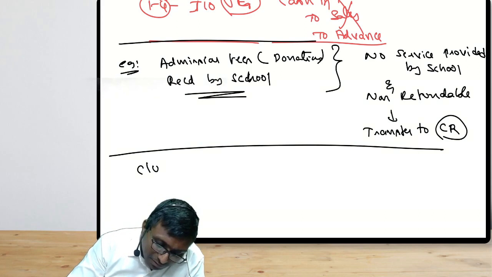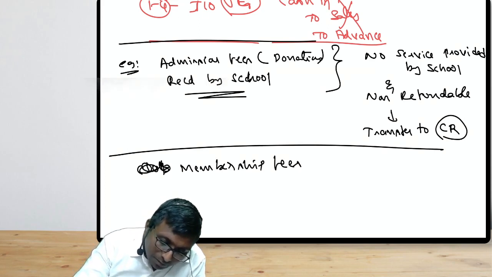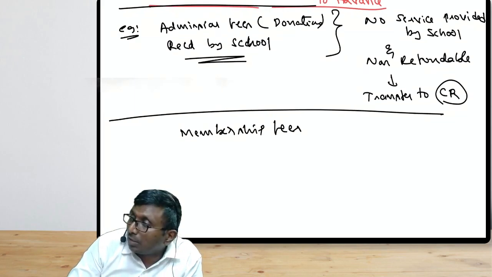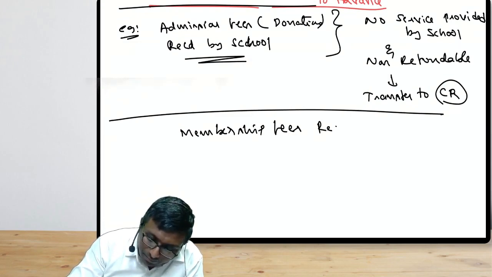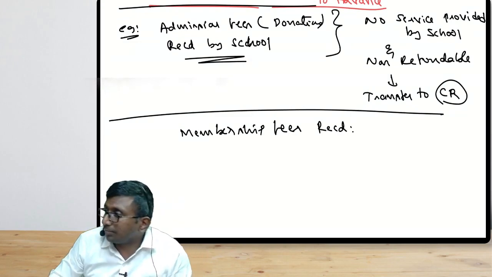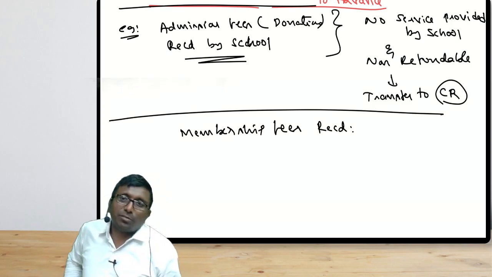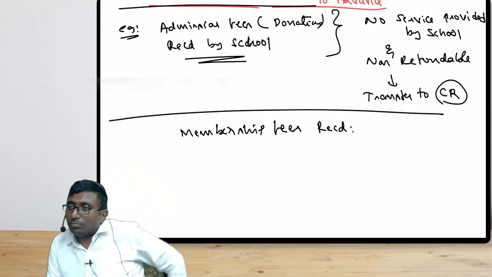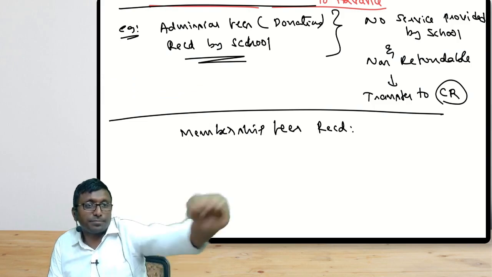Suppose club membership fees. Membership fees, it may be a club, it may be ICI, it may be anything. Okay, membership fees received. I paid membership fees recently, some 7,000, 8,000, some 7,500 I believe. I paid 7,500 per annum as annual membership fees. What I say, how should I book it?